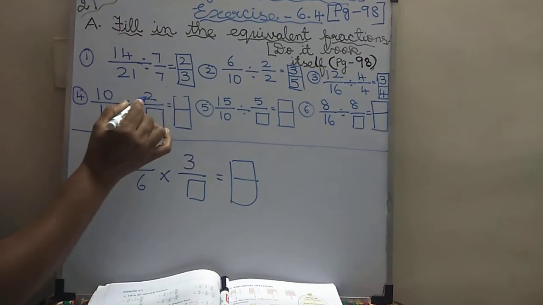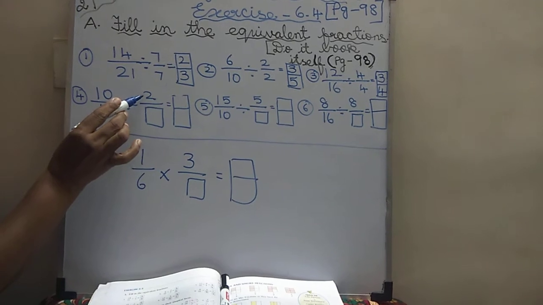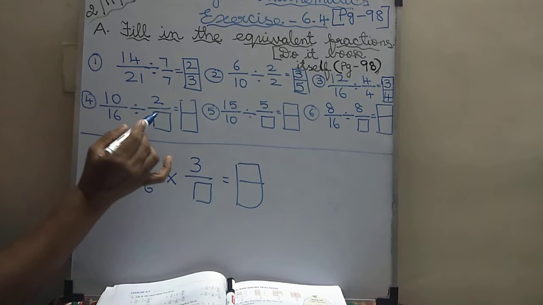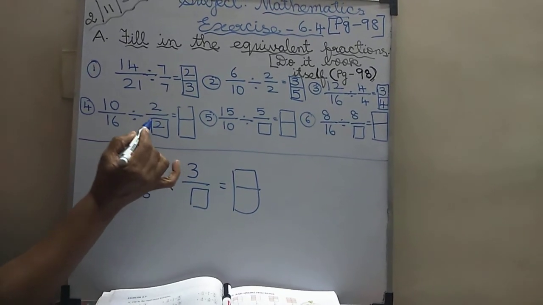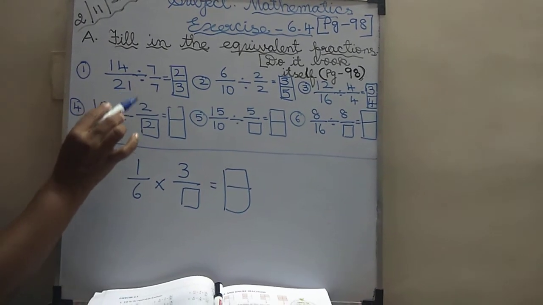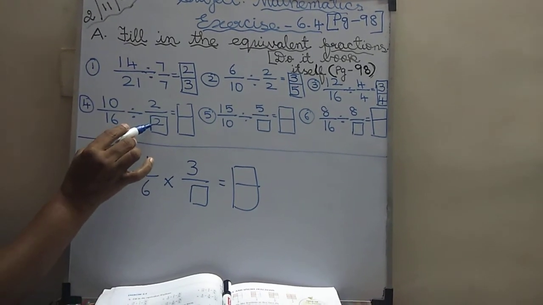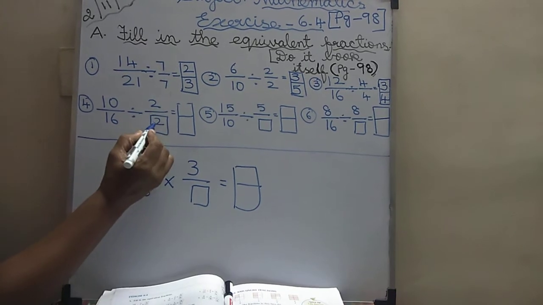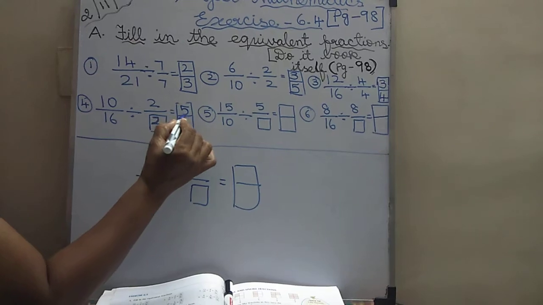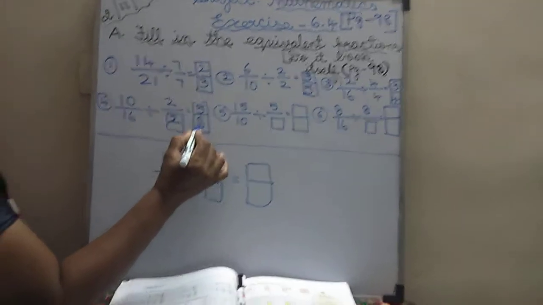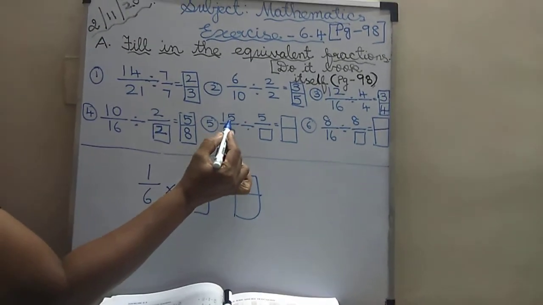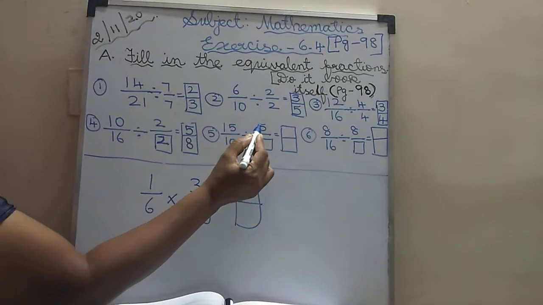Here what number has been given in the numerator? 2. So the same number should be there in the denominator also. Don't forget children, what number is given in the numerator, the same number should be there in the denominator. So here also 2 will come. And now if we say the 2 tables, 5 2s are 10 and 8 2s are 16. So 5 by 8.